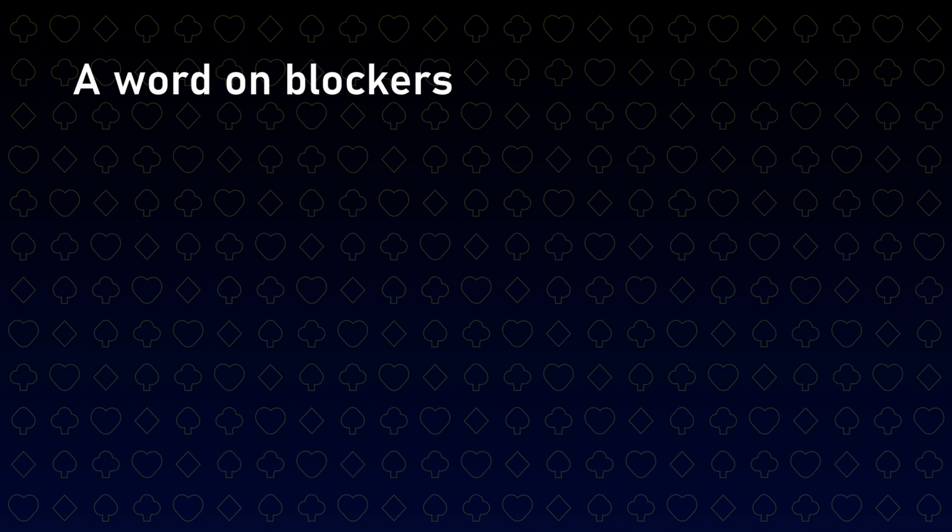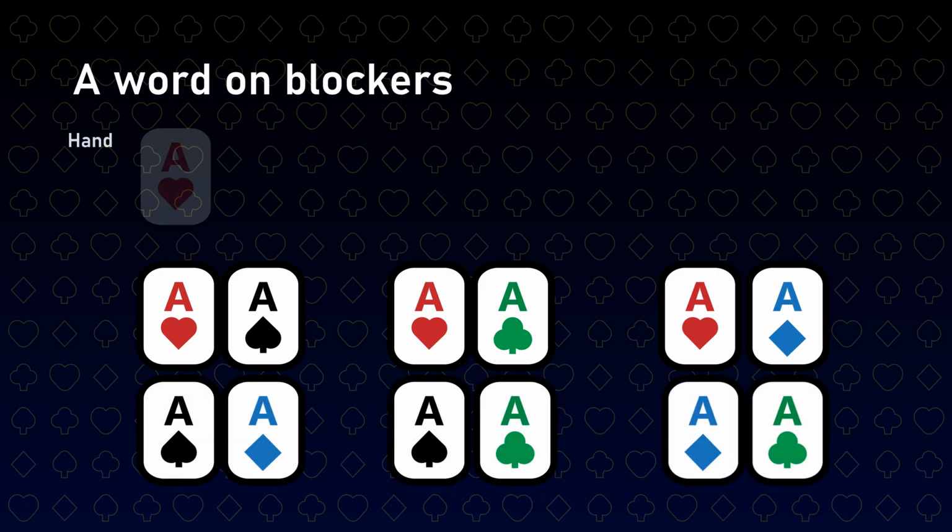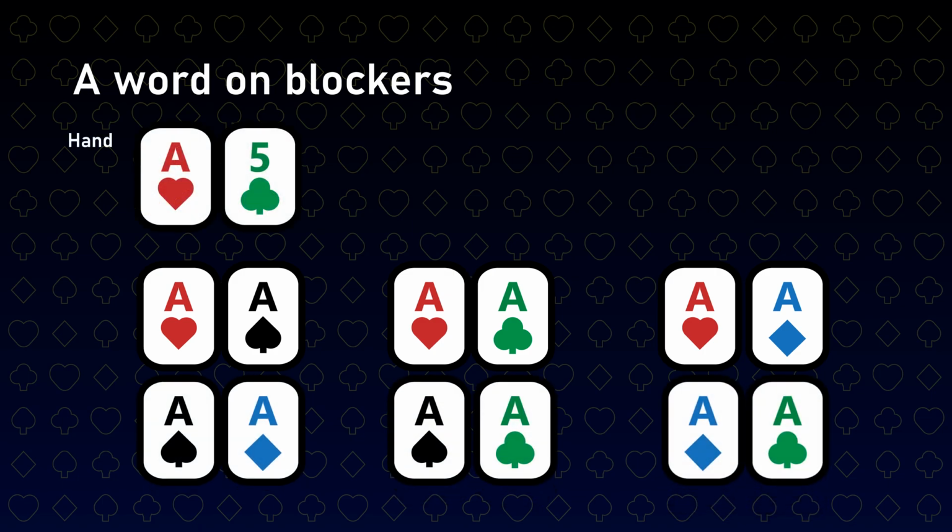For a simple example, let's consider pocket pairs. As we have discussed, there are 6 combinations of a specific pocket pair. Let's look at pocket aces from earlier. There are 6 combinations as shown. Now we are dealt the ace of hearts and the 5 of clubs. As we now hold an ace, what happens to the amount of available ace-ace combinations?